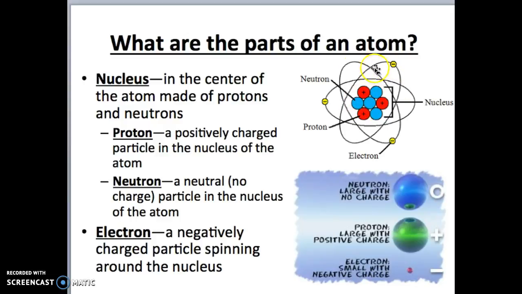Now, if you look on the outside, we have these rings, and the reason they look like rings is because these yellow dots are electrons. They are spinning around the nucleus, and the path they take is on this ring, and that's why we draw these rings. These electrons are negatively charged, and they're spinning around the nucleus.